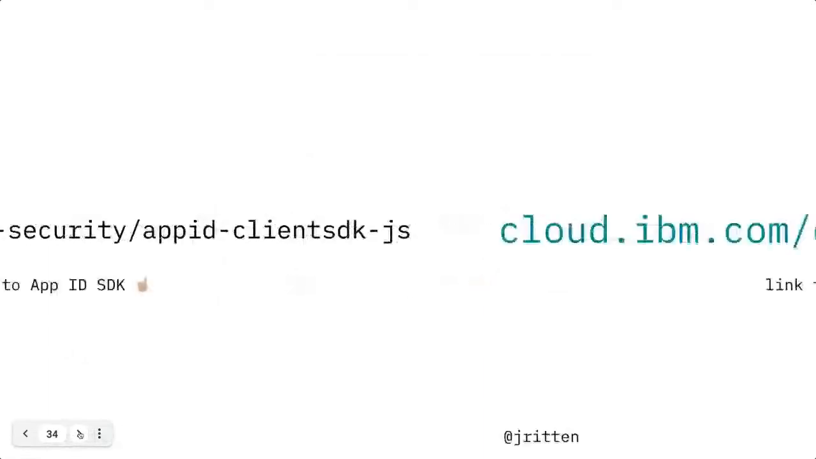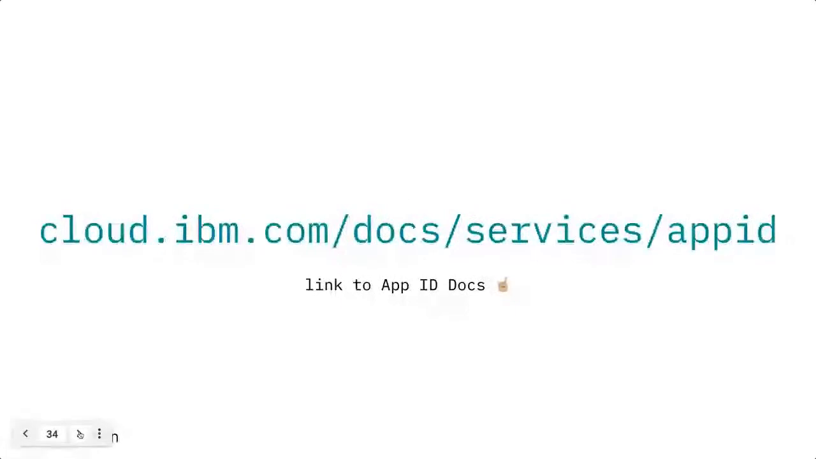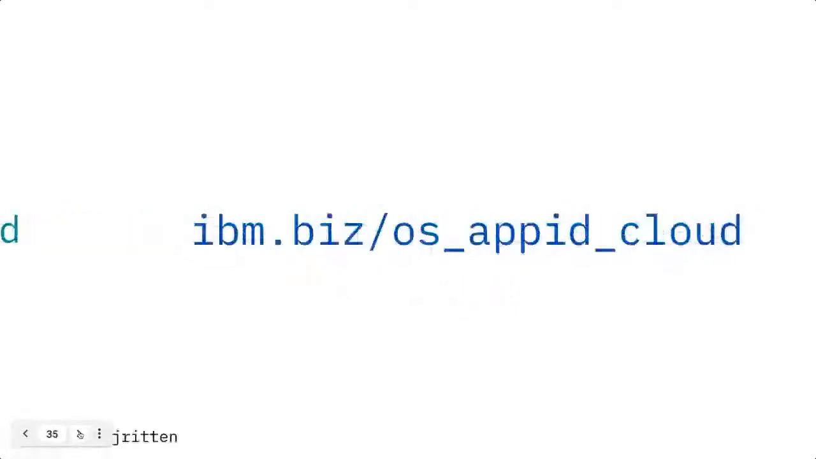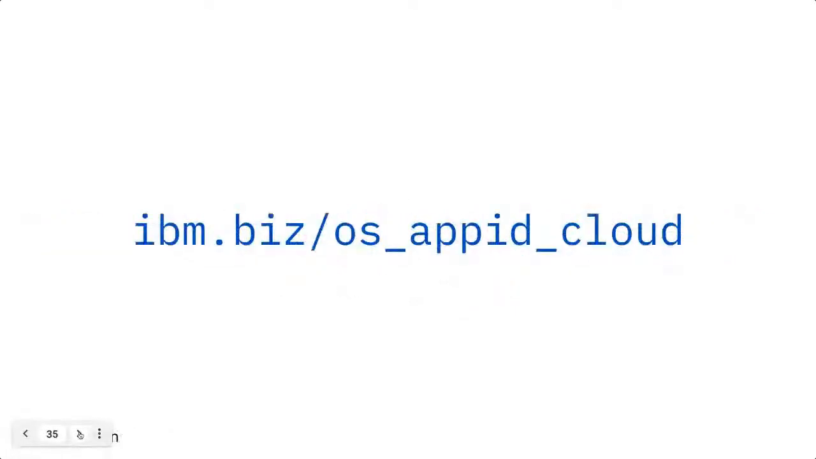There are two things you're going to need to follow along with the lab today. The first, like I said, is the IBM Cloud free tier account. And then next is the link to the OpenShift Labs.